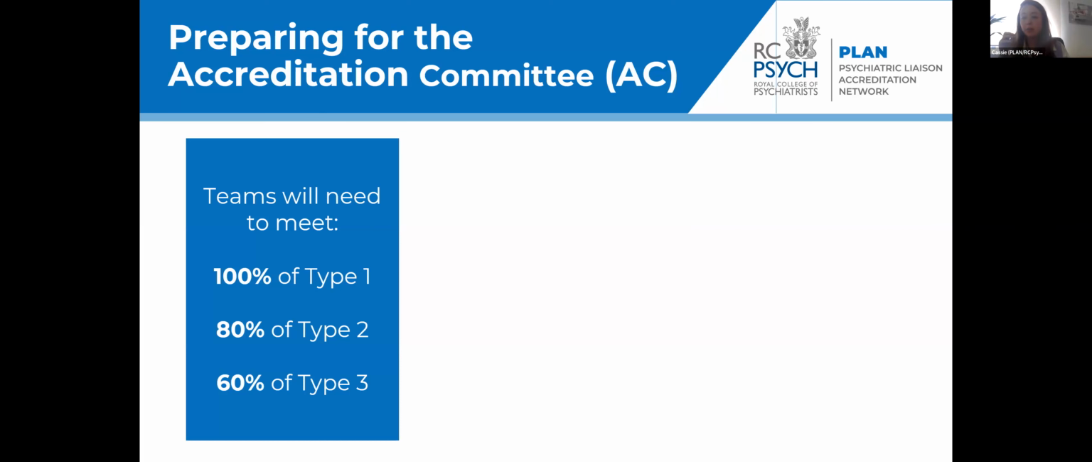And that's because, as you might already know, type 1 standards are those that relate to patient safety, dignity, and the law. So those are the ones that are considered essential to meet. They're the essential criteria for all liaison teams. For type 2s, those are what a good service would be expected to meet. So teams need to meet at least 80% of those. And type 3 standards are those that are more aspirational or not directly within the control of the liaison team. And teams need to meet at least 60% of these.